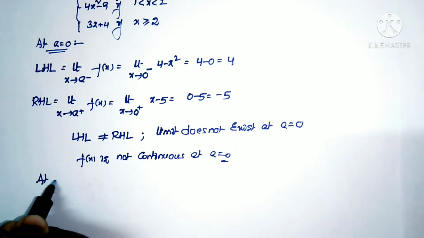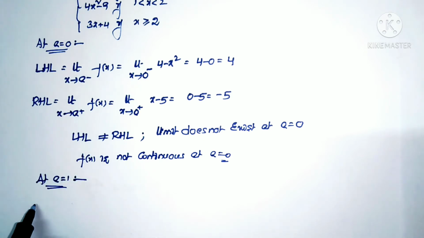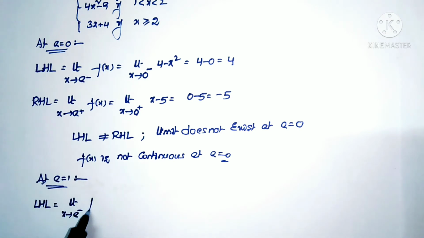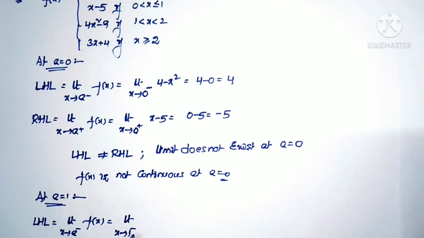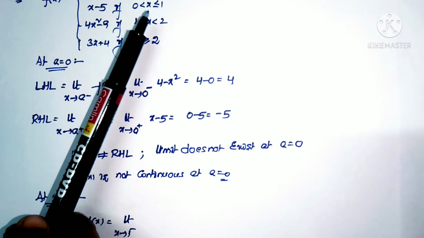Now checking the continuity at a is equal to 1. Here also, first we have to find the left hand limit and right hand limit values. So the left hand limit is equal to limit x tends to a minus f of x, and this is equal to limit x tends to, what is the a value here? 1. 1 minus f of x. So what is f of x? x less than 1. 1 minus means x less than 1.